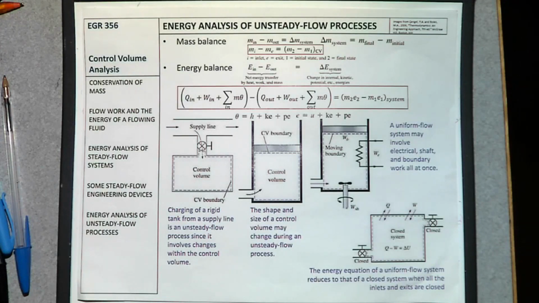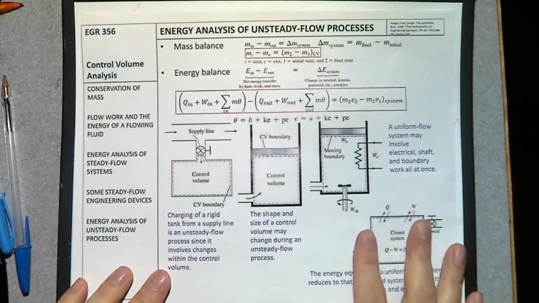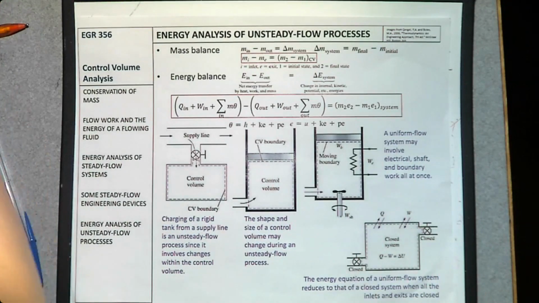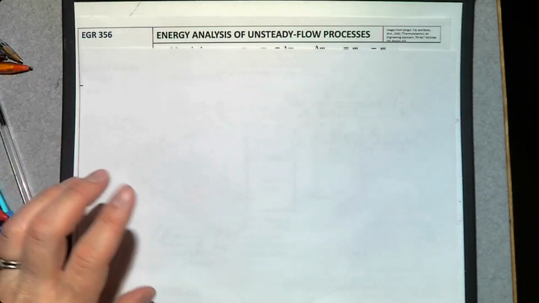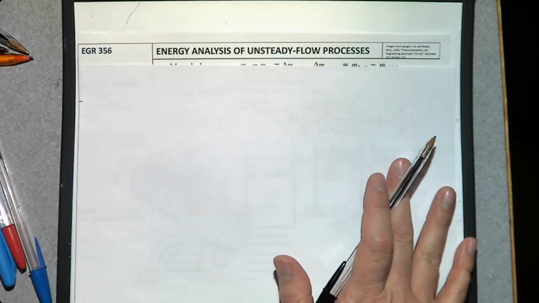Okay, the last part of chapter 4 is going to be unsteady flow process, which is different from what we studied earlier. So we are going to use different governing equations, different mass balance equation, different energy balance equations. So this last problem may look slightly different from what we studied in the past.